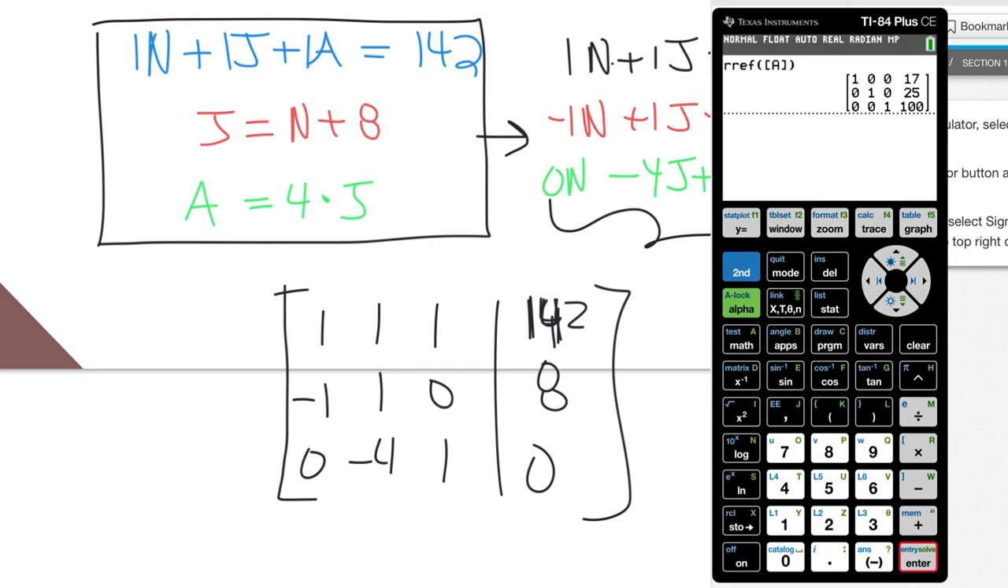So again, this references my x, or my n in this case. So n equals 17, because that's what's going to be right here. In the next order, we have j, which is going to be 25. And we have our last one right here, which was a, and Austin is going to be that 100. So how many orders did Nicole do? Nicole did 17, Jim did 25, and Austin did 100.